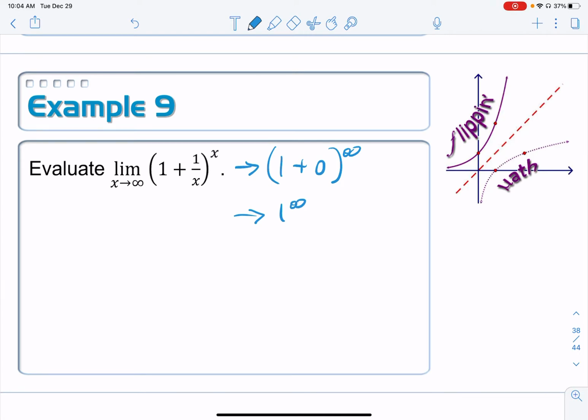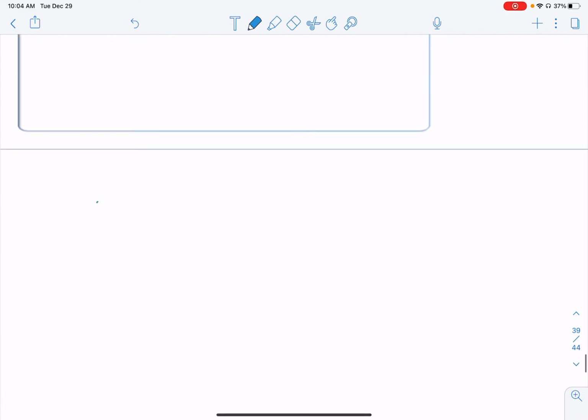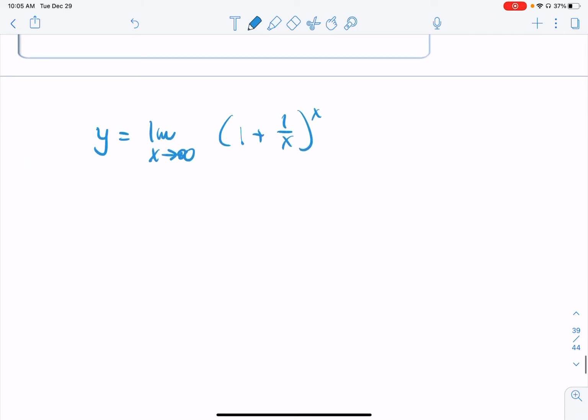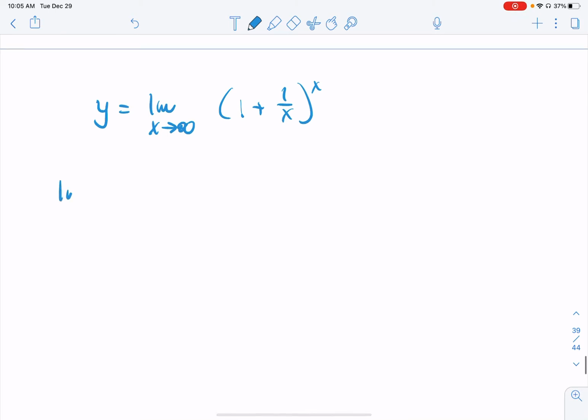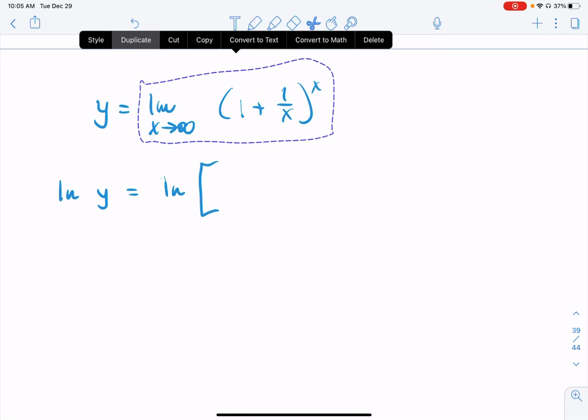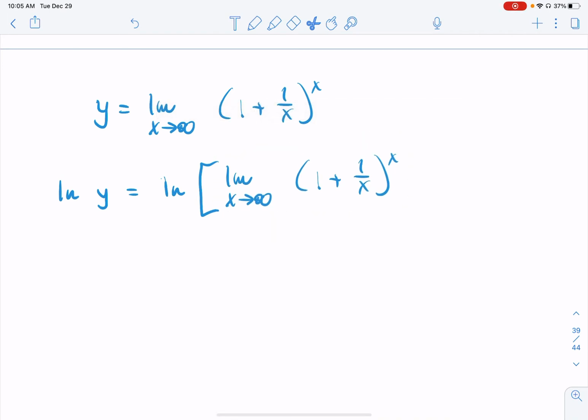My suggestion here is to make this equal to some generic variable like y, and make this some sort of equation. y is equal to the limit as x approaches infinity of (1 plus 1 over x) to the x power. And now let's take the natural log of both sides. So I'm going to take the natural log of y is equal to the natural log of this whole thing. I'm just going to copy and paste this thing. Let's duplicate. Right there.